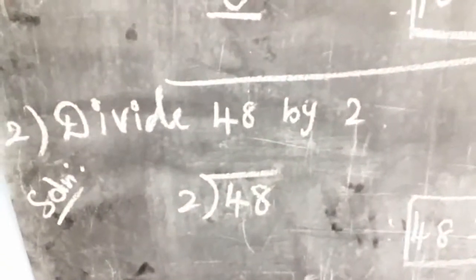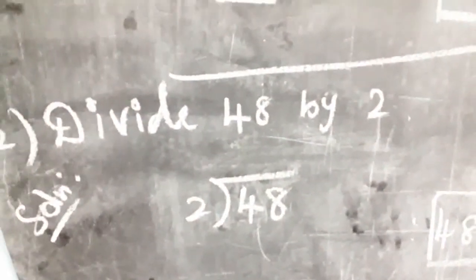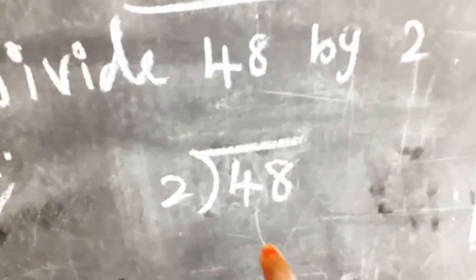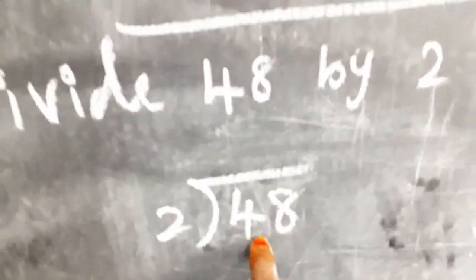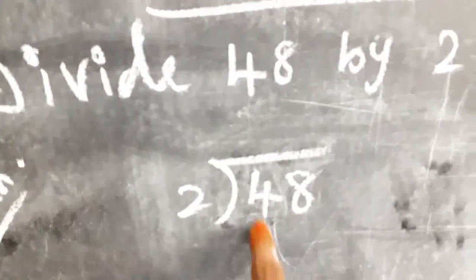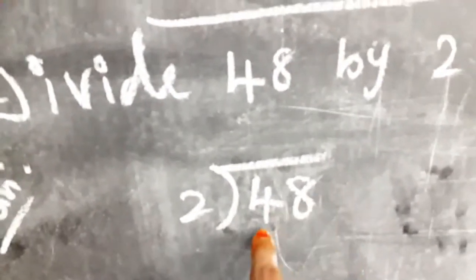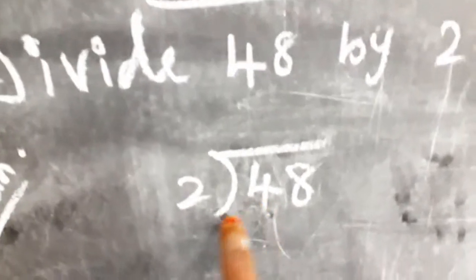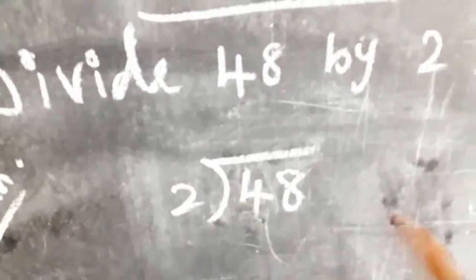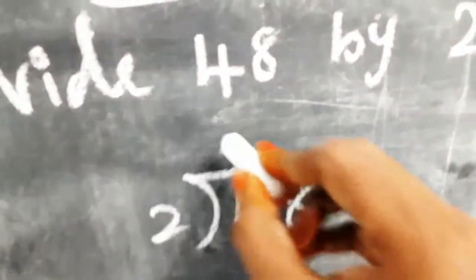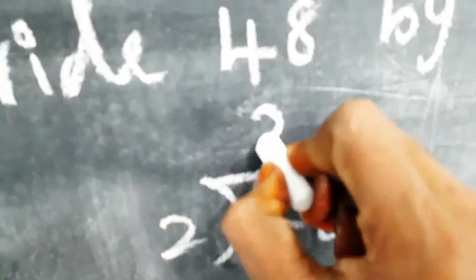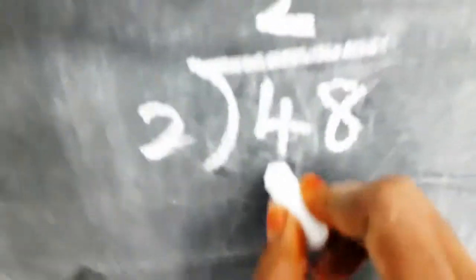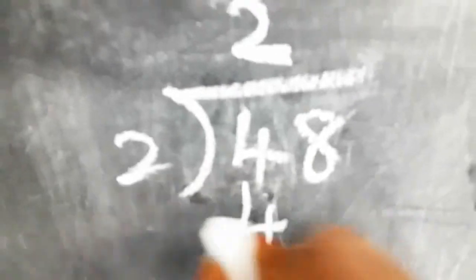Now look at another example. Divide 48 by 2. Here first you take the tens place only. How many 2s are 4? 1 2 is 2, 2 2s are 4. So you write the number 2 in the quotient. 2 2s are 4. So write 4 under the dividend.